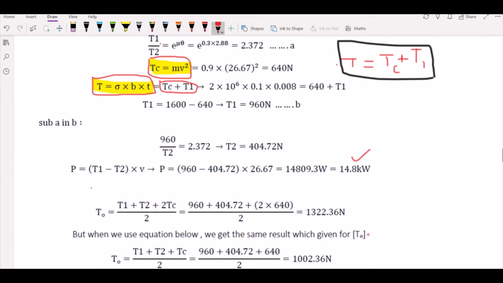Considering the relation with centrifugal tension, T0 is equal to (T1 plus T2 plus 2Tc) by 2. These are all relations which we derived for belts. Okay, all these are from derivations, please try to note down. T0 is equal to (T1 plus T2 plus 2Tc) by 2. T1 is known, T2 is known, Tc is known, substitute over here, then you will get the initial tension.